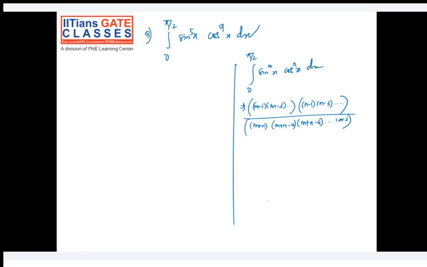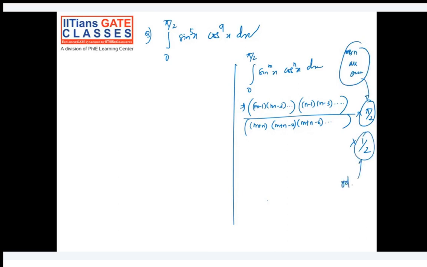This dot dot dot terms is multiplied by pi by 2 or 1. And when will you get pi by 2? If both m and n are even, then you will get pi by 2. I have already given this. If any of them is not even, or any of them is odd, then you will get 1.